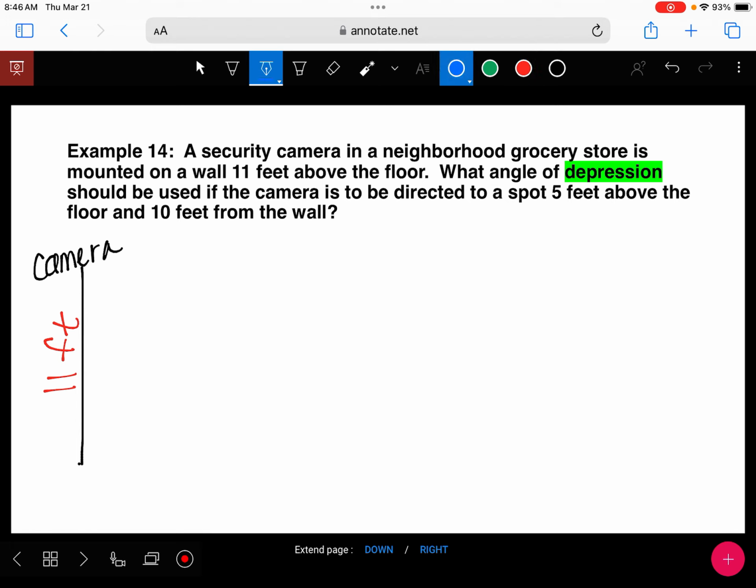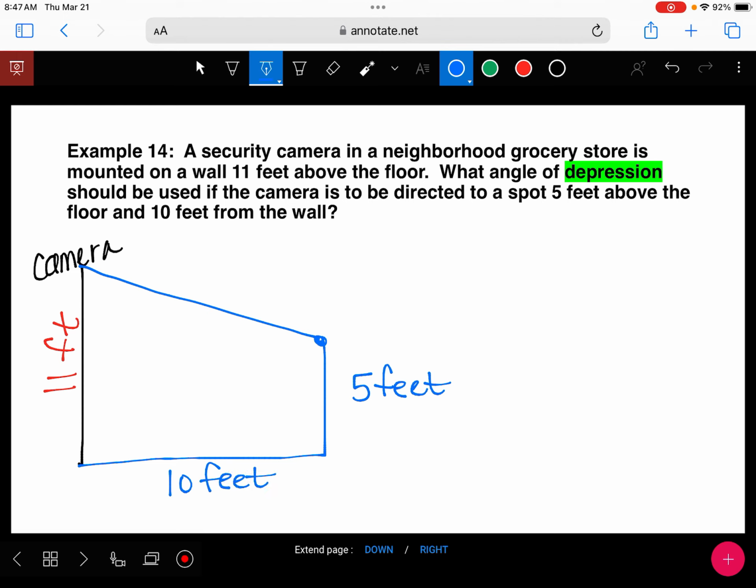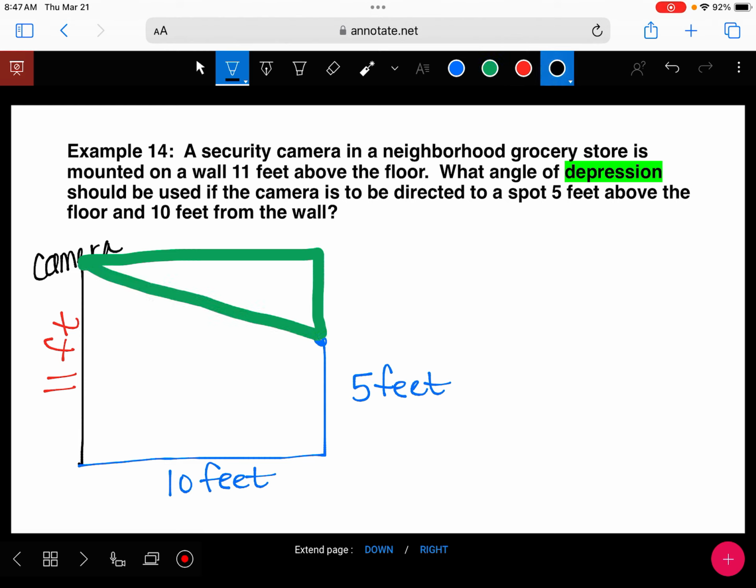So the camera is going to hit a spot that would be 5 feet. So from the spot that it hits right here is 5 feet above the ground. And it's 10 feet from the wall. So from here to here is 10 feet. So there is an actual triangle here though. And the triangle is here. That's the triangle. And we're trying to figure out the angle of depression, which would be right here.